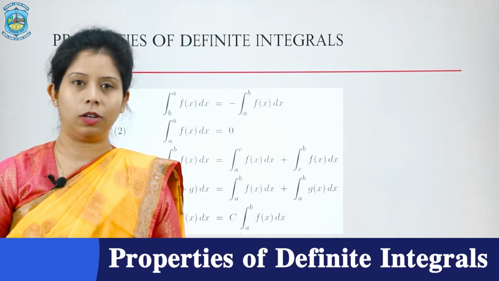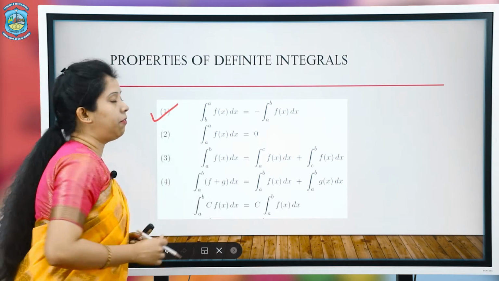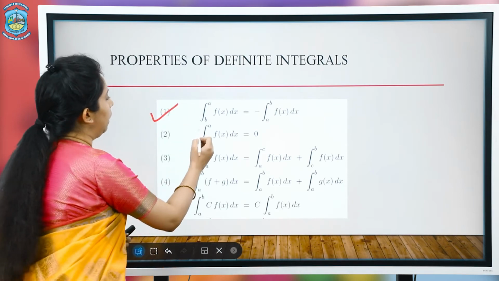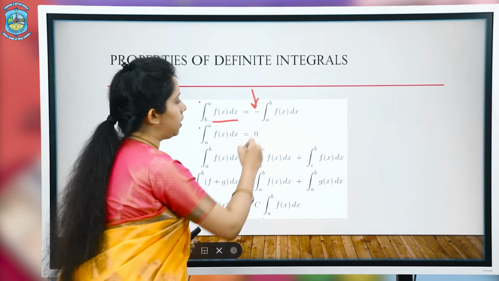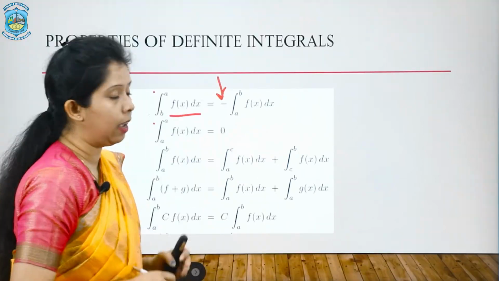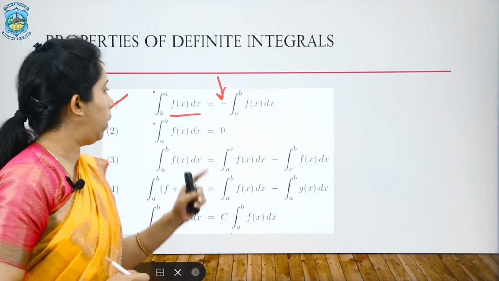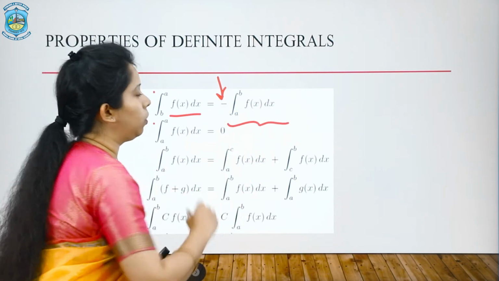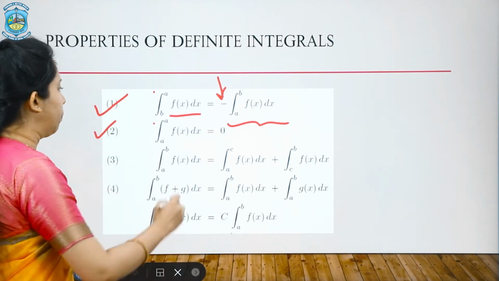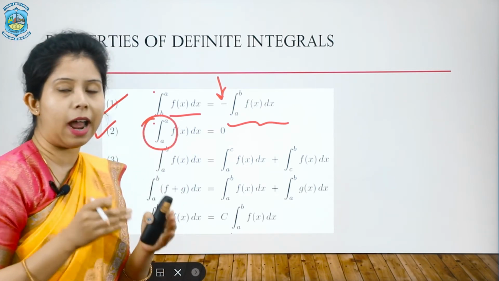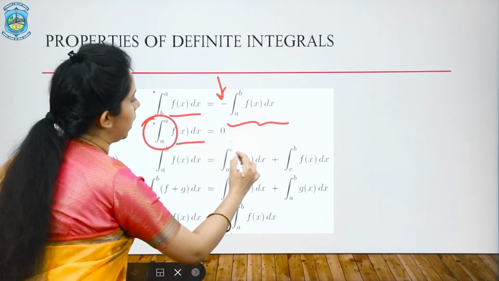So now, moving on to the properties of definite integral. The first property for definite integral is integral b to a f of x dx is equal to minus of integral a to b f of x dx. That means whenever you change the order of the limits, we get a negative sign multiplied to the integral. The second property of definite integral: whenever you have the upper and the lower limit the same, then the value of that integral is equal to 0.